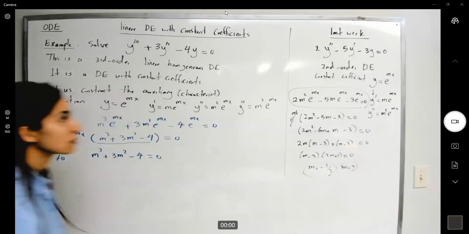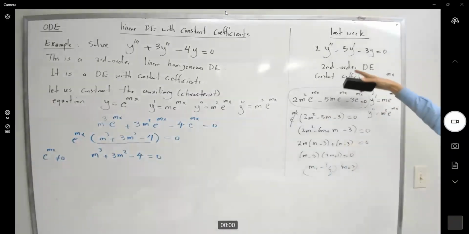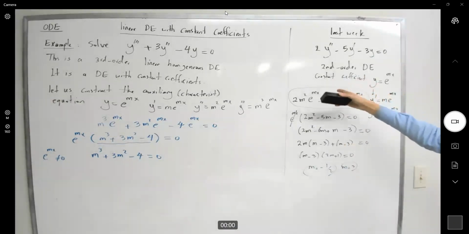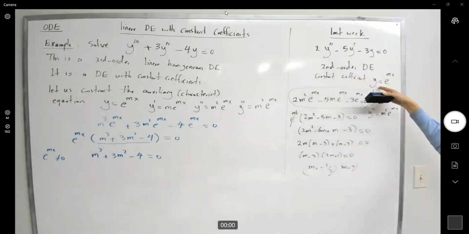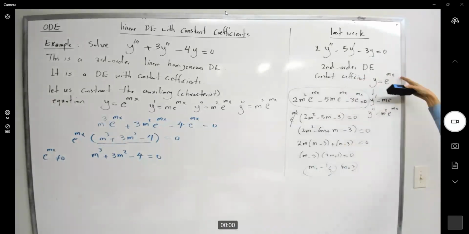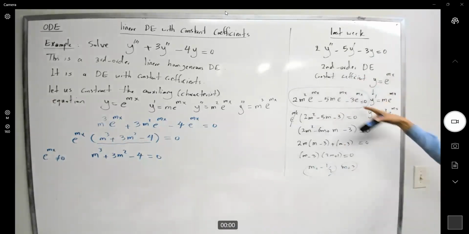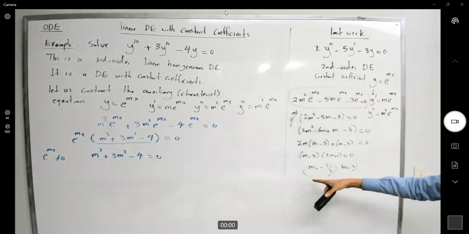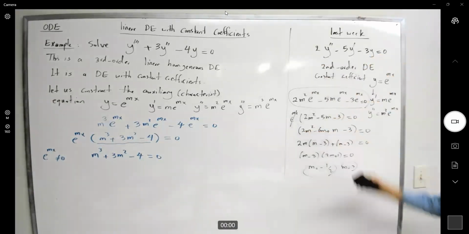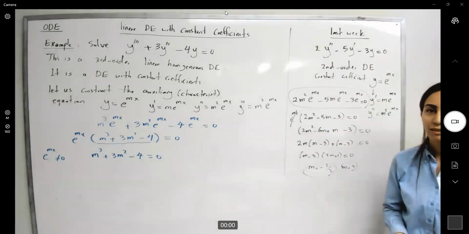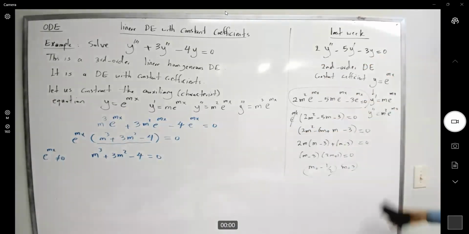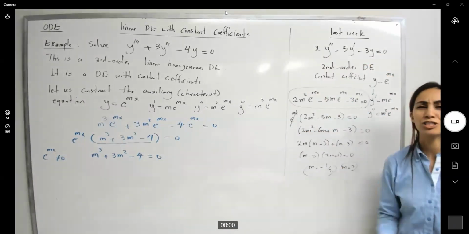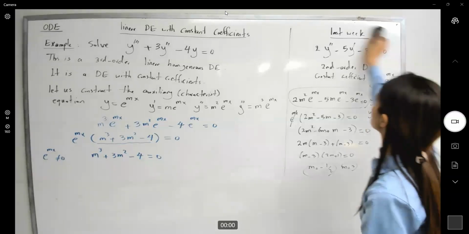Very well. This is what we did last week. We had a second order differential equation with constant coefficients. We say that the possible solution is y equals e to mx. We take the first derivative, the second derivative, we plug into the original differential equation, and we form an equation that we call the characteristic equation or auxiliary equation, and we start solving that. We want to know if we can apply this method to higher order differential equations with constant coefficients.